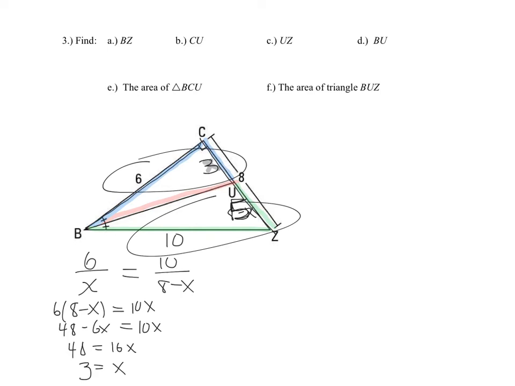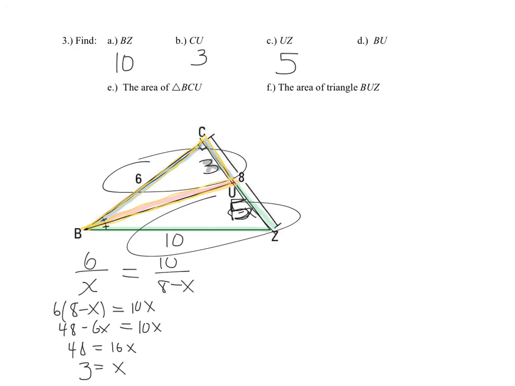So we had wanted to find BZ. We did that. That one's 10. We wanted to find CU. That one's 3. We wanted to find UZ. That one's 5. And we still have to find BU. Okay. Looking back at that triangle, let's see if I can get another color here. So this triangle is what kind of triangle? Yep, it's another right triangle. So we can do the Pythagorean theorem now to find the hypotenuse because we have the other two legs.